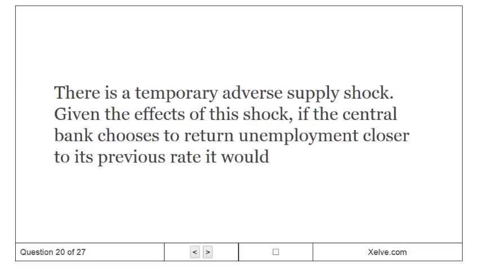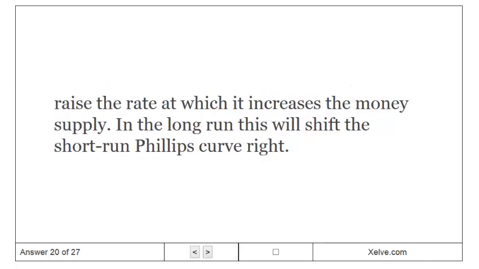There is a temporary adverse supply shock. Given the effects of this shock, if the central bank chooses to return unemployment closer to its previous rate, it would raise the rate at which it increases the money supply. In the long run, this will shift the short-run Phillips curve right.